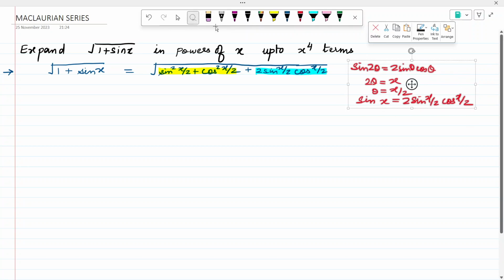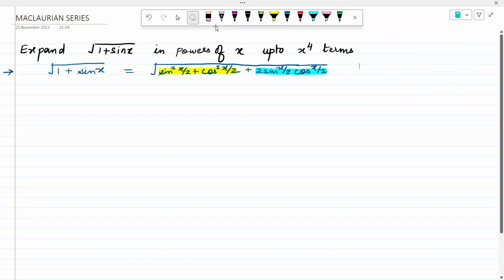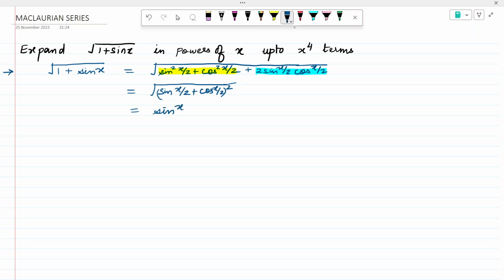Now what you got under the root over here is nothing but your a square plus b square plus 2ab. You can observe. So I can write this as a plus b, the whole square. Now the whole square and the root get cancelled and you are left with sine x by 2 plus cos x by 2. Let's call this as our f of x.